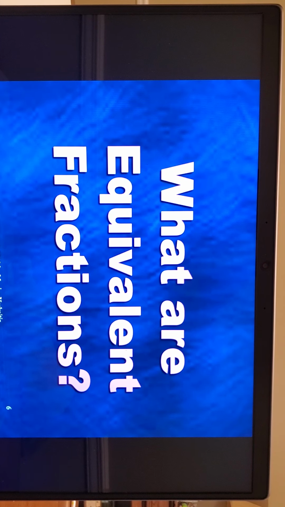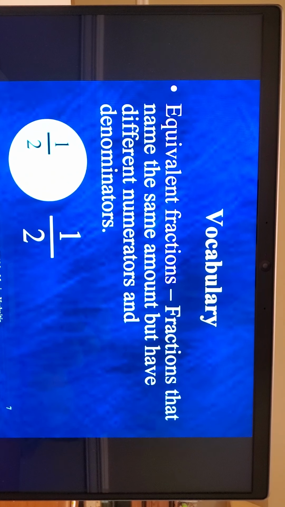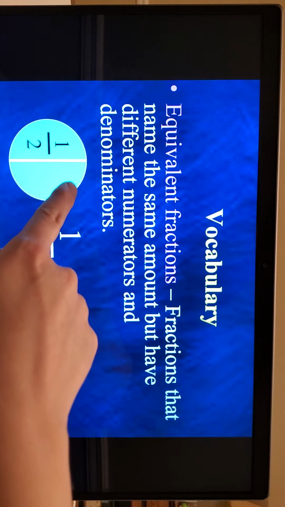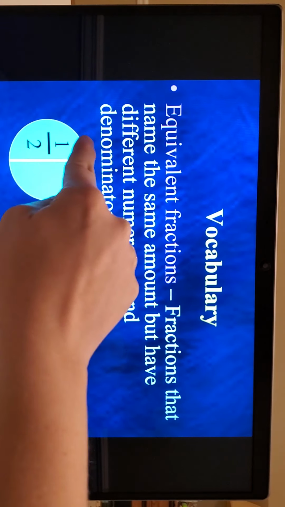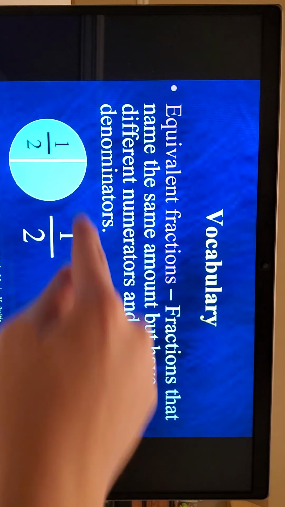So what are equivalent fractions? Well, equivalent fractions are fractions that name the same amount, but they have different numerators and denominators. I wonder what that means. Well, let's look at our circle. We have 1/2 of the circle labeled here. So we're representing 1/2 of the whole circle.